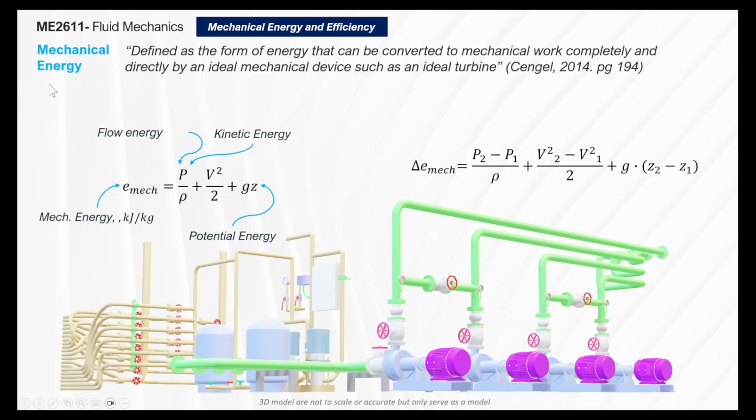So now we're gonna go with mechanical energy and efficiency. Mechanical energy is defined as the form of energy that can be devoted to mechanical work completely and directly by an ideal mechanical device, such as an ideal turbine, or in this case, we have pumps. So here I have a sample of pumps. And just take note, these are 3D models, not to scale or accurate, but only serve as a model.